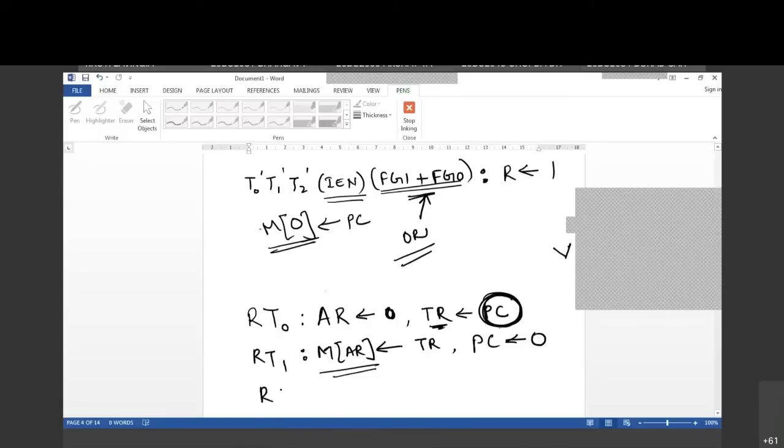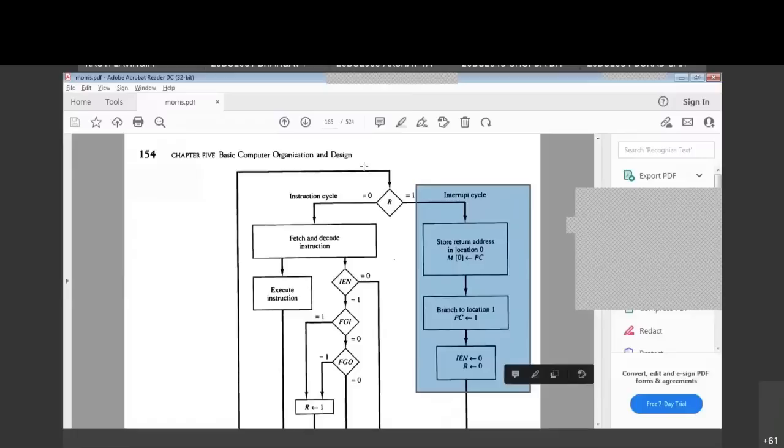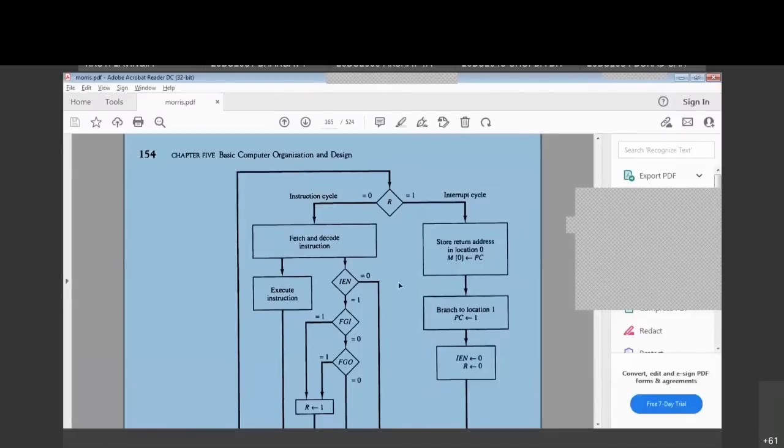At RT2, what would happen? We know that our subroutine starts from 0 plus 1 location. So we will increment the value of PC by 1. What we wrote above, making PC 1, is nothing but moving to that particular location of our subroutine. This interrupt is nothing but a small function to be executed whenever some external input or output event occurs.